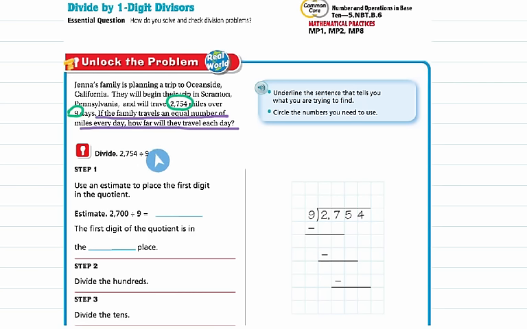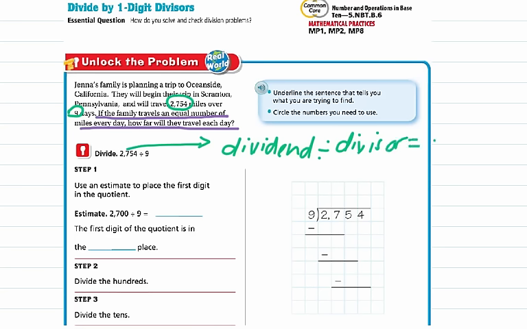So first we're going to unlock the problem by this keyhole, and we're going to divide 2,754 divided by 9. Now remember, boys and girls, the order matters in division, so you can't change around the order. As you notice here, we have our dividend divided by our divisor, which gives us our quotient. So step 1 says estimate, to place the first digit in the quotient.